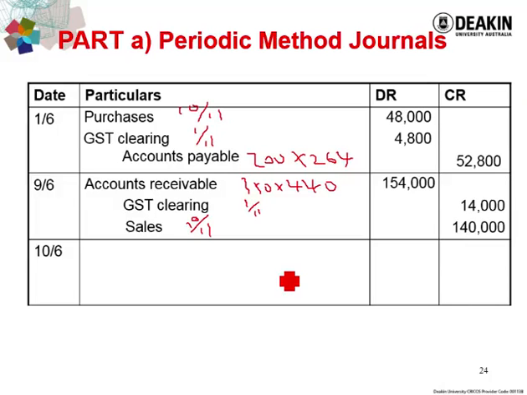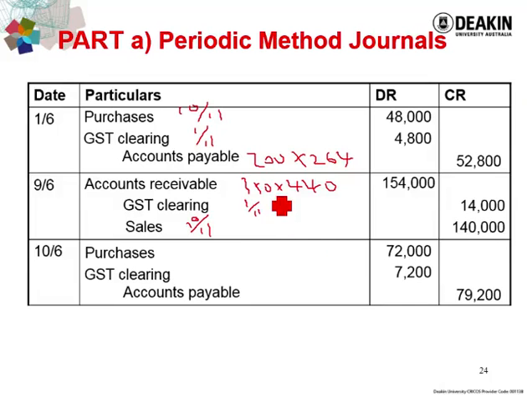Then on 10th of June, you purchase 400 tables at $198 GST inclusive amount. So you credit accounts payable 79.2K, which is 400 tables multiplied by 198 each, GST inclusive amount, and you debit purchase 10 over 11 net of GST, 72K, and you debit GST clearing 1 over 11 of 7.2K, following the same logic.